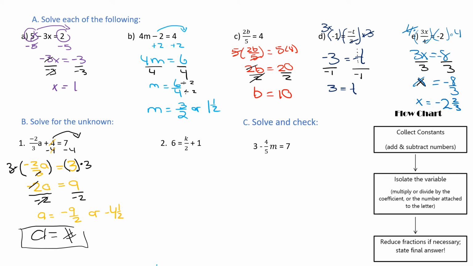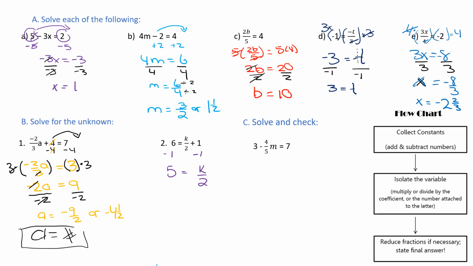I'm going to collect them by bringing the 1 over with the 6. I want to get that 1 away from the side of the equal sign that has a k on it. Subtract 1 from both sides. That gives me 5 equals k over 2.